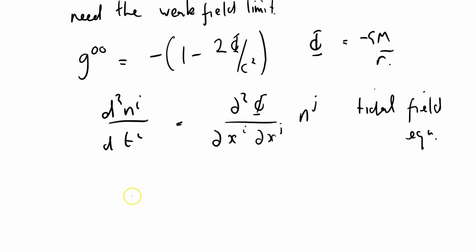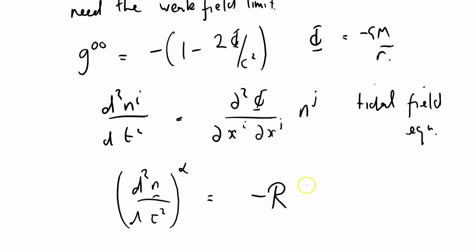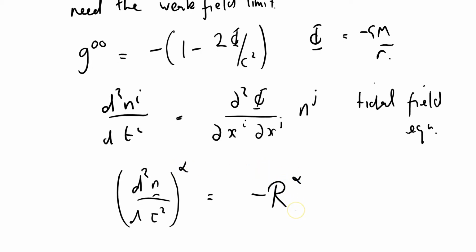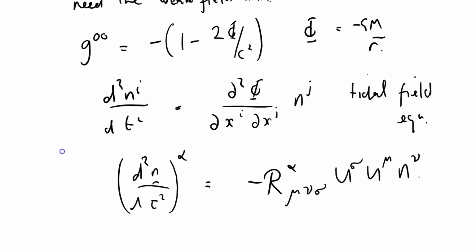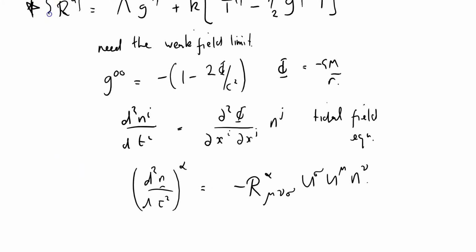We've also got the relativistic equivalent: d2 n by d tau squared, component alpha, equals minus the Riemann-Christoffel tensor, R^alpha, of course the alphas match, mu nu sigma, times u^sigma, n^nu, u^mu. Nobody can remember all this, you just need to write it down, and all I'm doing is copying it from my notes. Yeah, that looks about right.